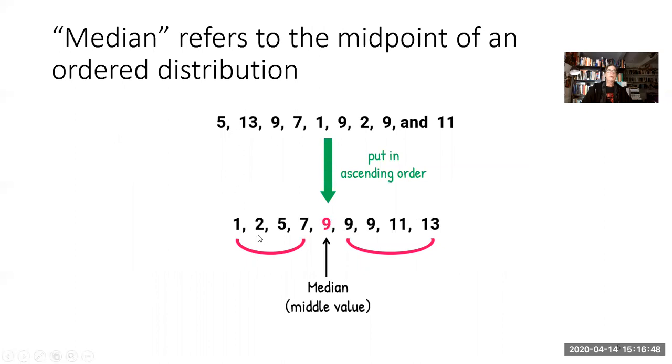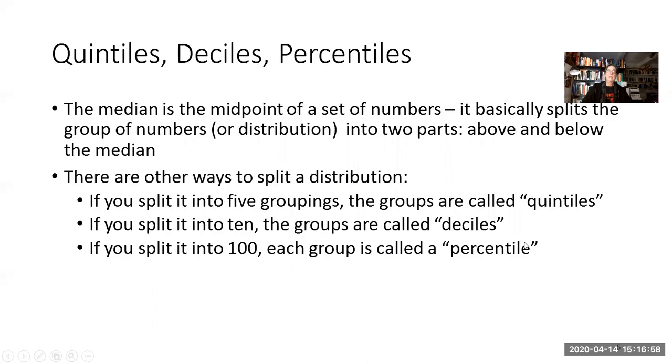Here's another example. Take these numbers, put them in ascending order. The number that's in the middle is 9. You have 4 here and 4 on the other side. 9 is the median.